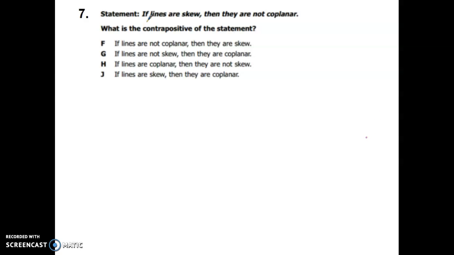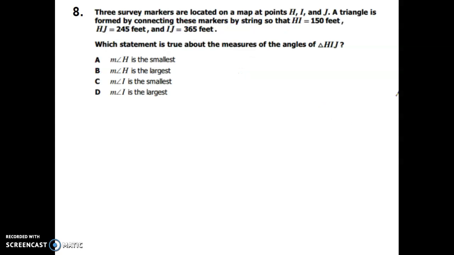Contrapositive. Contrapositive is when you switch what comes after the if and what comes after the then, which is the hypothesis and the conclusion. You switch places and make them negative. So if they are coplanar, not coplanar, they are coplanar, then they are not skew. So 7 is H.